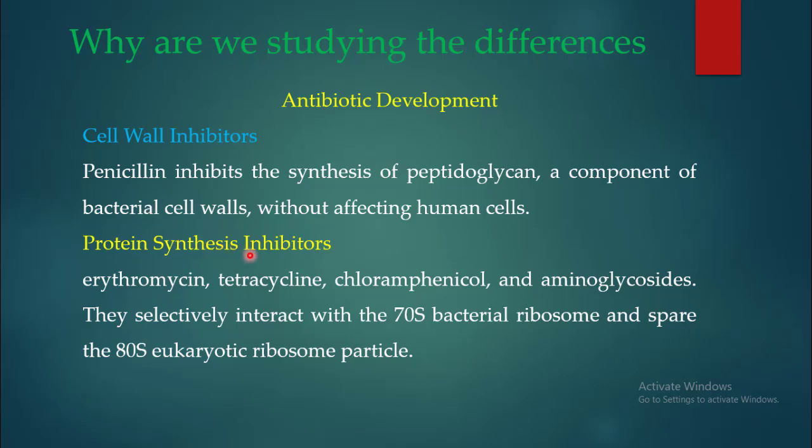Secondly, if you talk about the protein synthesis inhibitors, another class of antibiotics like erythromycin, tetracycline, chloramphenicol, and the aminoglycosides, what these antibiotics do is selectively interact with the 70S bacterial ribosome, and they do not interact with the 80S eukaryotic ribosome particle. What that would mean is that they are only going to inhibit protein synthesis in the bacteria because the target is there, and they are not going to stop protein synthesis in humans, for example, because the 70S ribosome is not there.